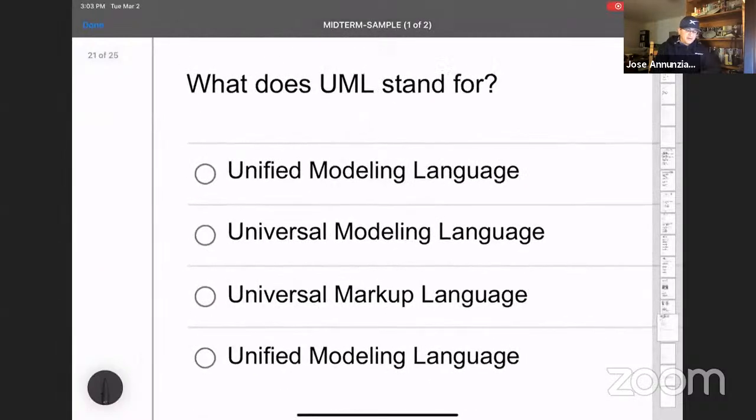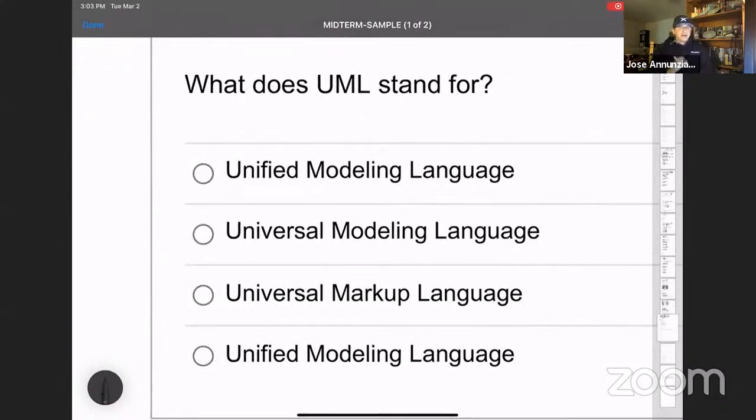What does UML stand for? Make sure you know your acronyms. I don't know that we've used any other acronym other than UML. So we're going to go with Unified Modeling Language. It looks like it's listed here twice, here and here. I'll make sure that it only shows up once. So we'll go with Unified Modeling Language.